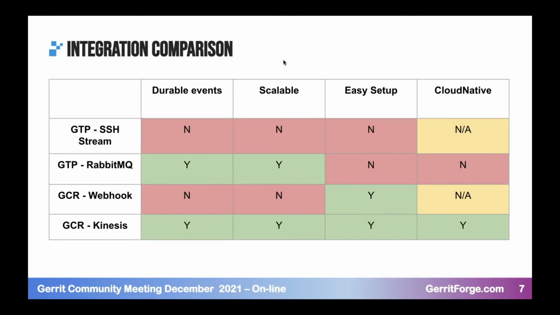So let's have a look at this integration comparison. On the left side, the rows are plugins, with an integration pattern. The first one is the Gerrit Trigger plugin integrated via SSH stream, so listening to SSH events. The second one is the Gerrit Trigger plugin listening to RabbitMQ. The third one is Gerrit Code Review using webhooks. And the last one is Gerrit Code Review with Kinesis, so our new plugin.